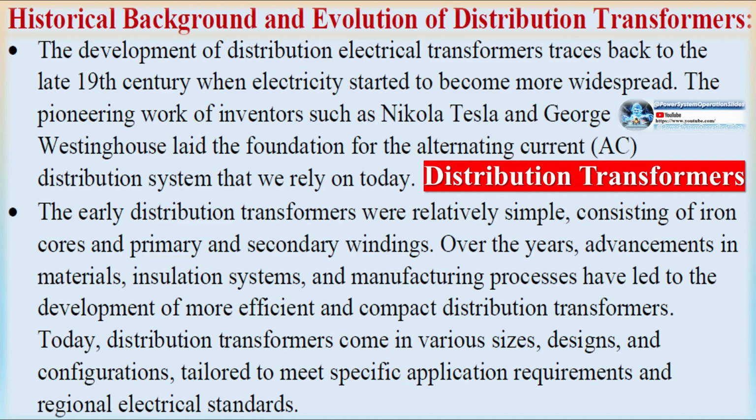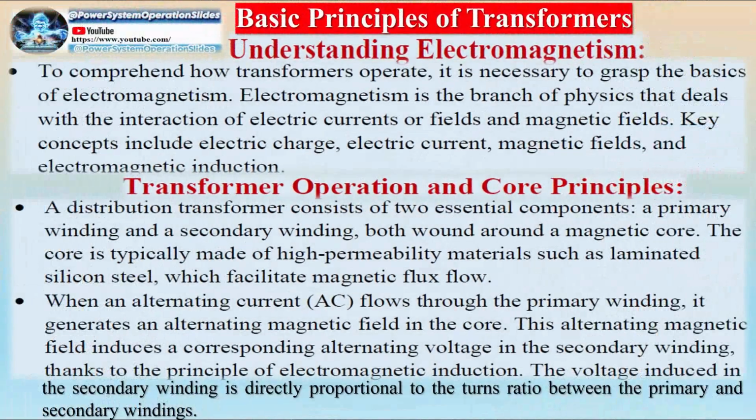Distribution transformers step down the high-voltage electricity received from the transmission lines to lower voltages suitable for distribution. In most cases, they reduce the voltage to levels commonly used in residential and commercial applications, such as 120 by 240 volts or 230 by 400 volts, depending on the regional electrical standards.